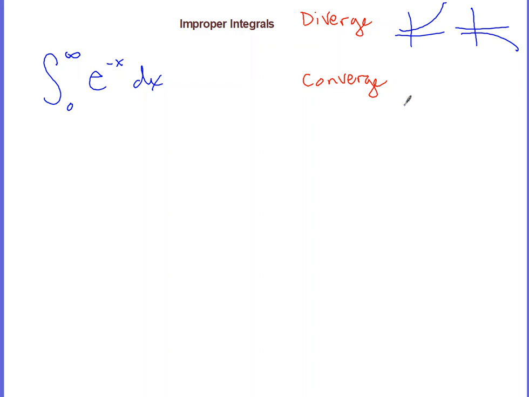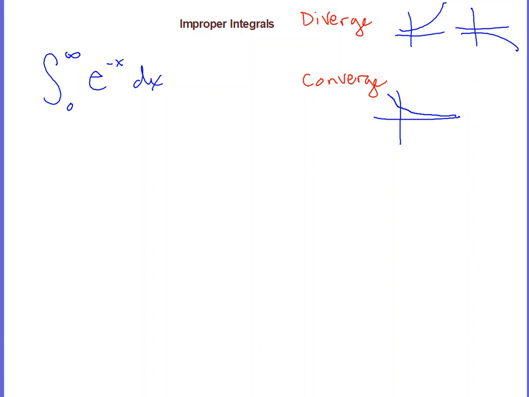Now, if it converges, that means that when I integrate, I eventually get to something. I might get close to 0 or 1 or a fraction or anything. So for diverge, the limit is going to be approaching infinity, and for converge, the limit is going to be approaching a number. Because we have an infinity or an issue in our boundary, we have to look at the limit. We can't actually plug in an infinity.